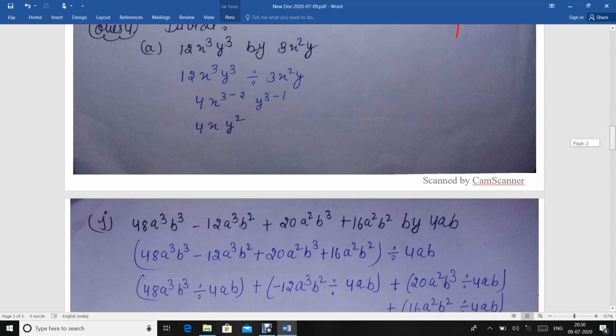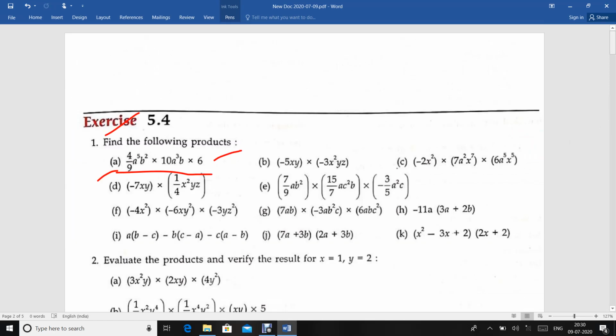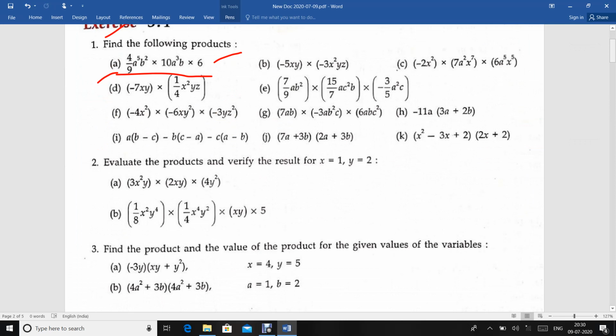Let us move towards the next question. Before that, see, here is question number 2. Evaluate the products and verify the results for x is equal to 1, y is equal to 2. Here you can see clearly that the values of x and y are given. The value of x is 1, the value of y is 2. So you can put 1 at the place of x and 2 at the place of y in these terms.